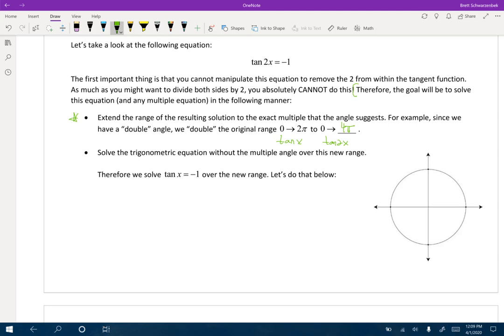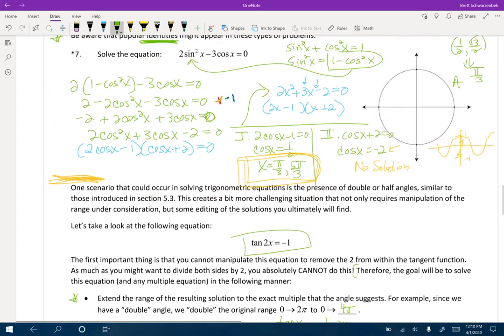Just to be clear, if it was tangent of half x, it would be 0 to pi. If it was tangent 3x, it would be 0 to 6 pi, and so forth. You just extend the range of possible values. That's the first thing. Then what do you do? You solve the equation as if the double, half, triple, whatever angle it is, wasn't there. So instead of tangent 2x equals negative 1, we're going to do tangent x equals negative 1.